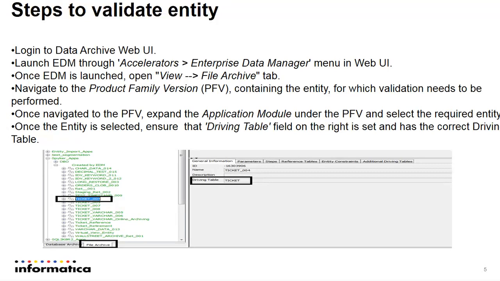Once the entity is selected, ensure that the driving table is set for the right table in the entity. So here we have the image from the EDM. Go to the product family version, click on the schema name, expand the entity, and right click on the entity and check if the driving table is set to the right table for the entity.